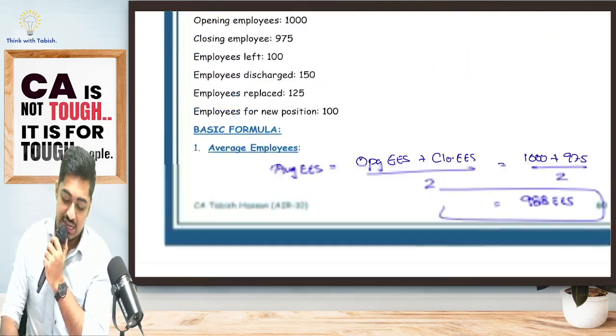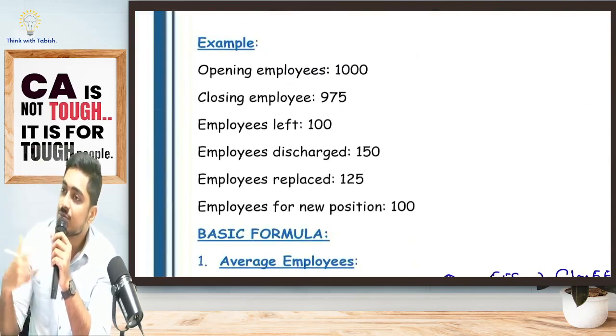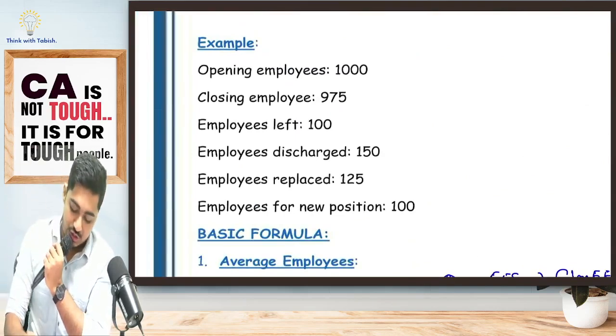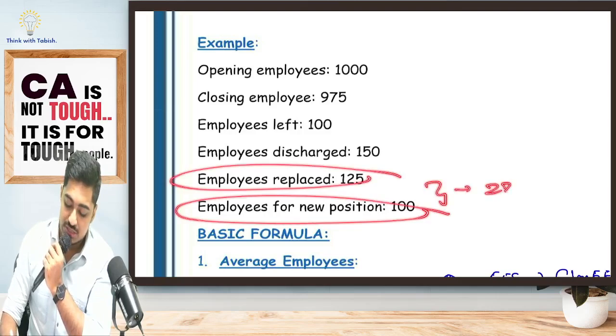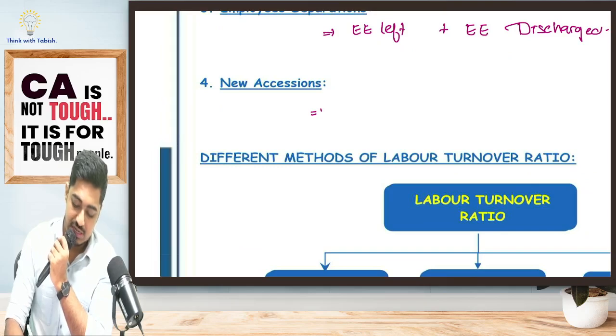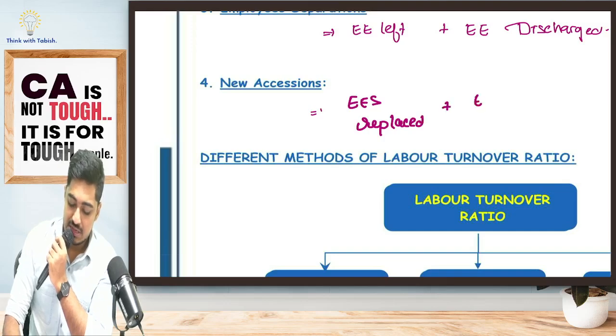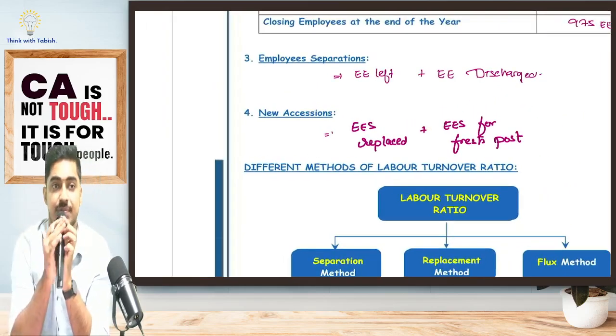Now accessions. In accessions, who all will be there? Replacement means also new employees coming. Fresh post means also new employees coming. So how many replacements we got? 125. How many employees for fresh post we got? 100. So total how much is it going to be? 225. Yes or no, everyone? Perfect. So for my accession, it is going to be employees replaced plus employees for fresh post, new post, whatever you want, you can tell. Is this clear, everyone? Yes or no?